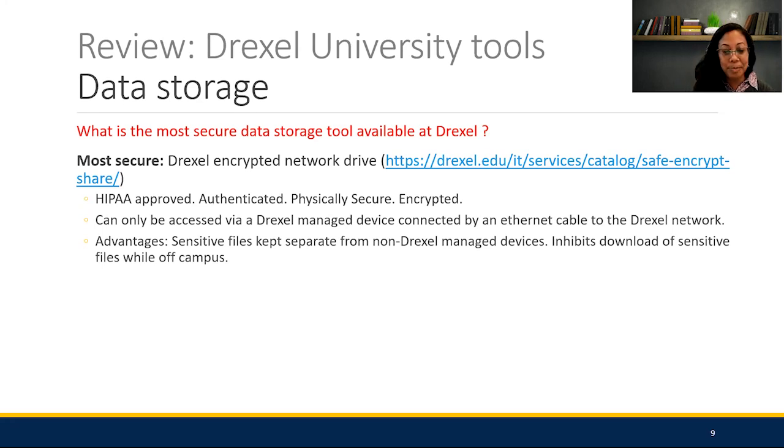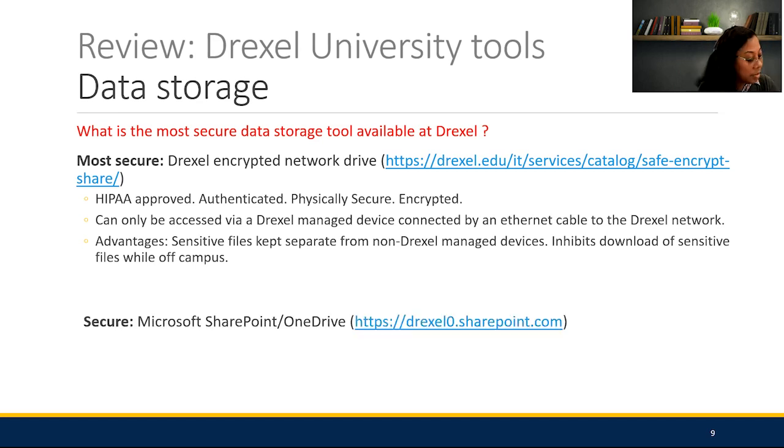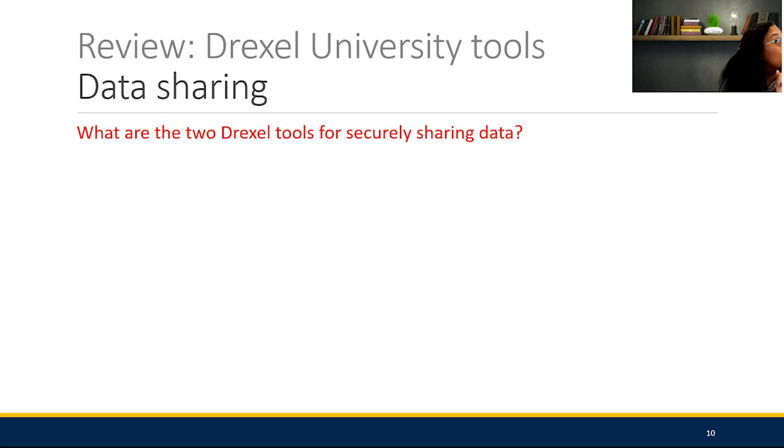That's the Drexel encrypted network drive, the most secure one we have here at Drexel. And then I think if you hit the next one, we also have what Rachel just shared with us. Hey, Rachel, Microsoft SharePoint and OneDrive. So those are some of the data storage tools we talked about. And last time we gave pros and cons. And if anyone wasn't with us, check out the CNHP Research YouTube channel where we went into more detail. I looked at Darren for those not in the room. All right. Data sharing. What are the 2 Drexel tools for securely sharing data?